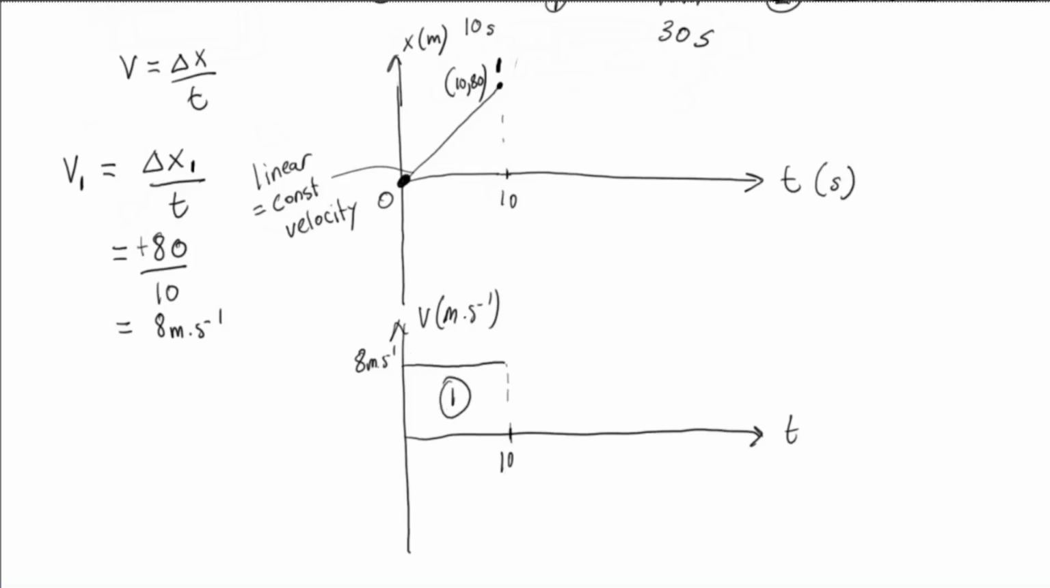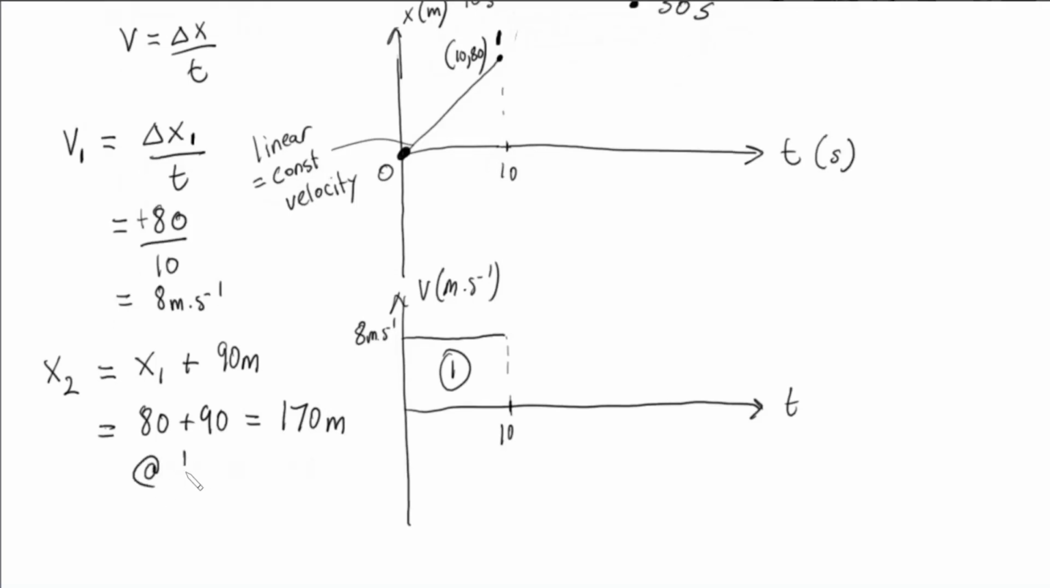During the second stage, we see that the runner jogs for 30 seconds and covers 90 meters. Since he travels a further 90 meters in the same direction, we can add that displacement onto the previous displacement to give us our new point. So we can say displacement for the second stage is equal to x1 plus 90 meters, and we know x1 is 80 meters. So our displacement up to stage 2 is 170 meters, and that'll be at the end of 40 seconds.